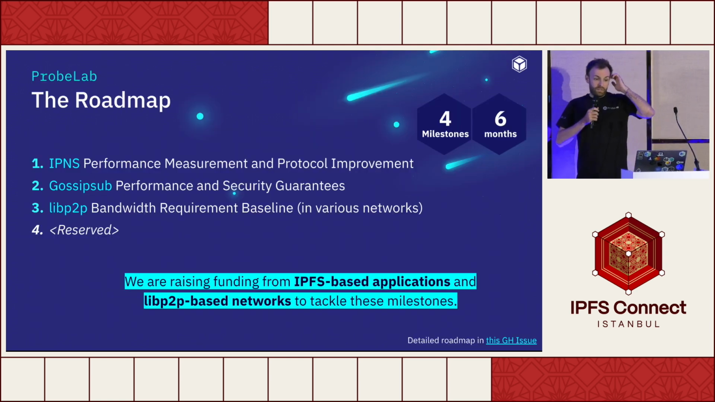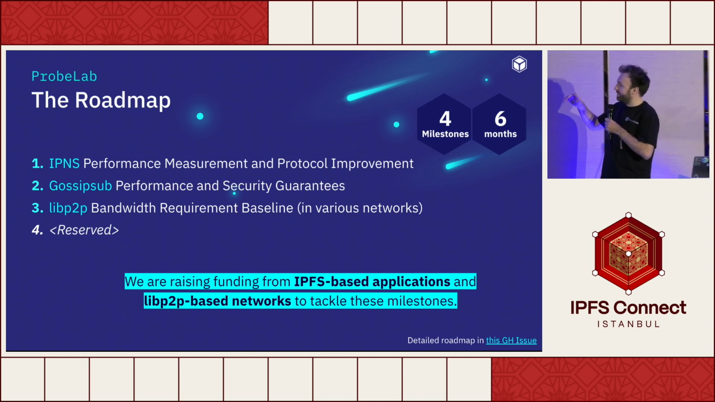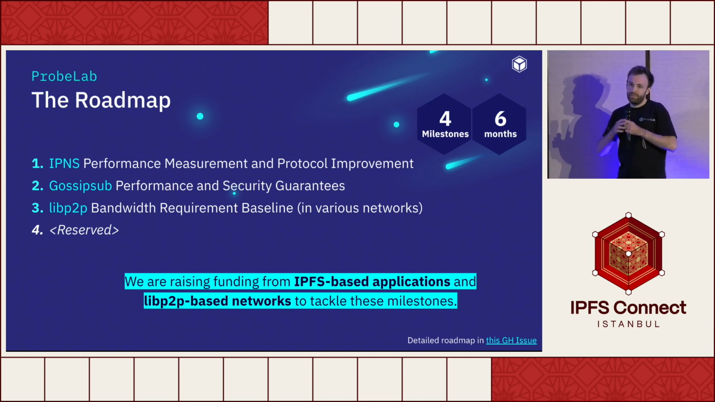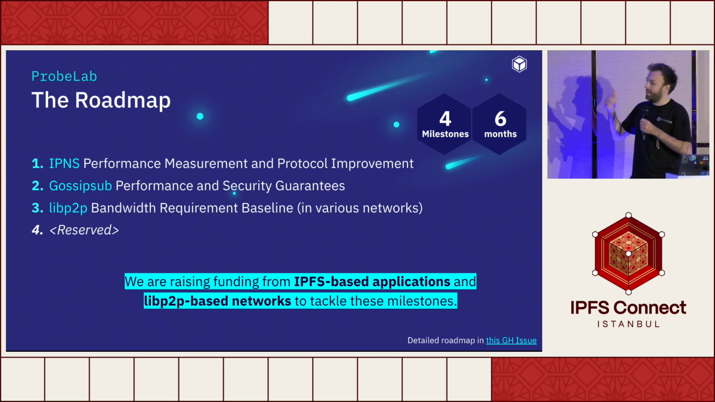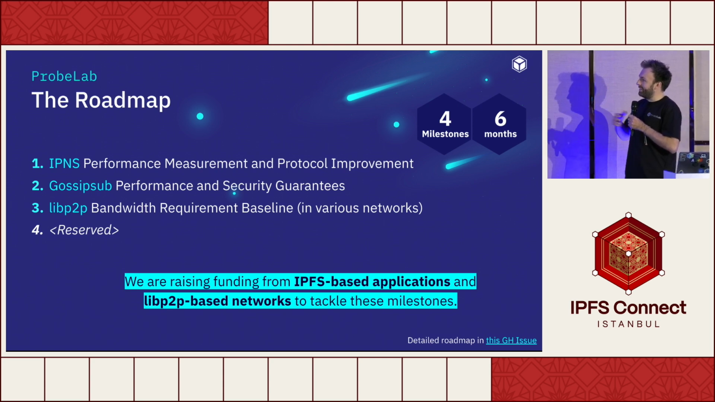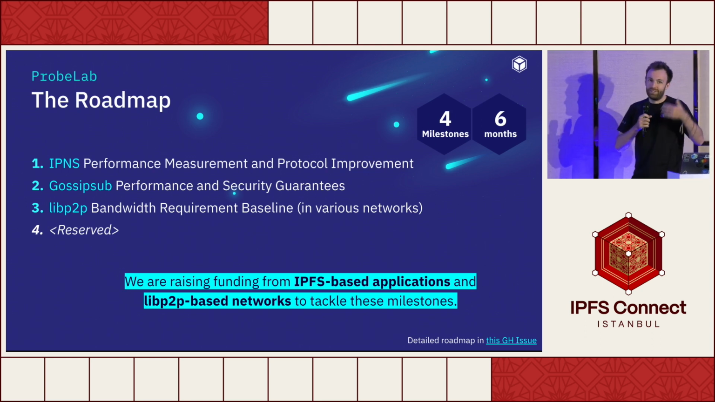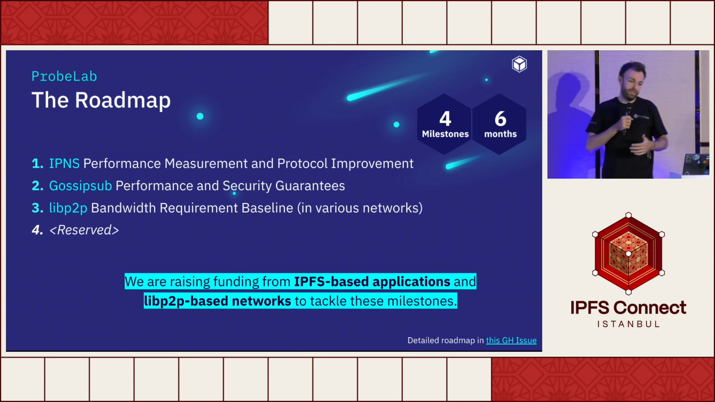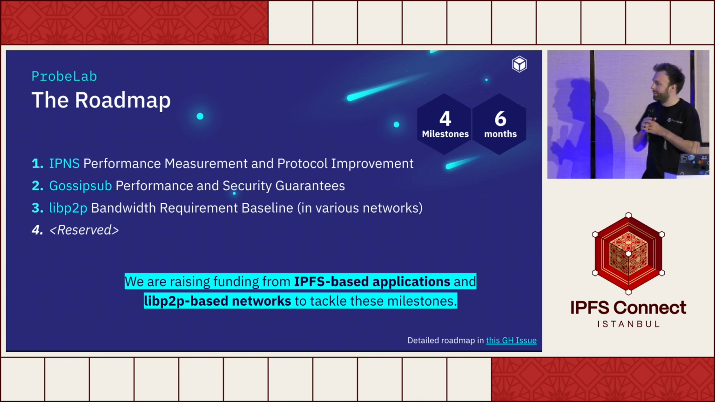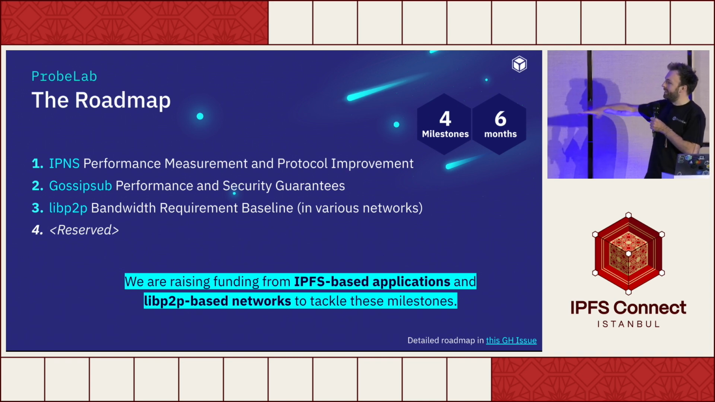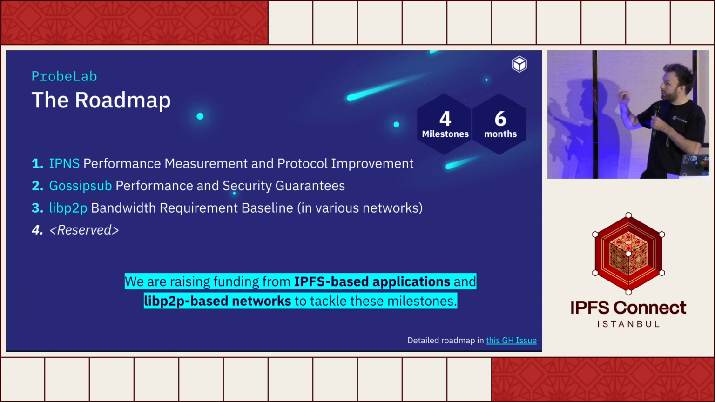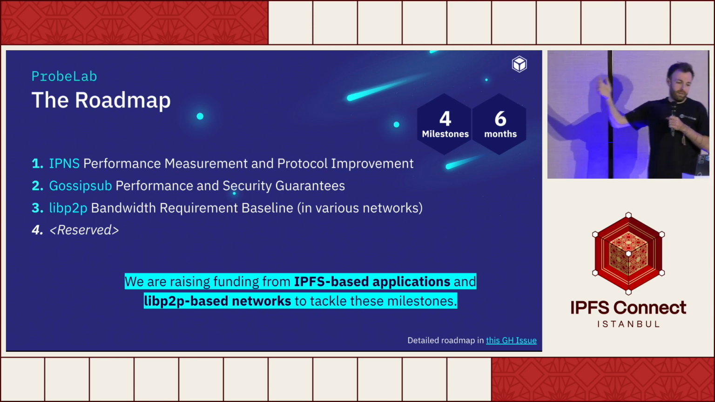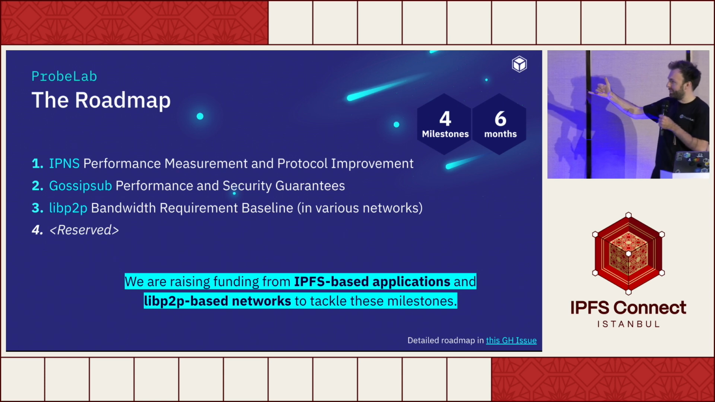Right, and to close, the Probe Lab roadmap consists of looking at IPNS. From the community, we sense that IPNS is still very much a pain point because it's not fast enough or you cannot look up the records very well. I think the work we've developed for this optimistic provide that I just showed you can also be applied to IPNS, and we can have good latency improvements there.